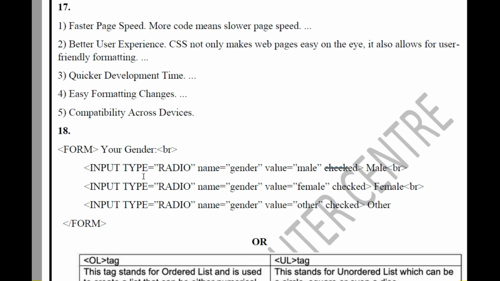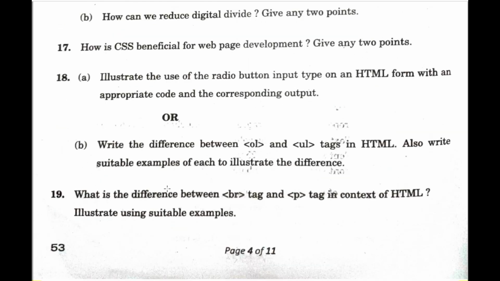Okay, so again we have written radio, name equals gender, value equals female, and then here female. Similarly, input type equals radio, name equals gender, value equals other, and here other. Okay, and then slash form. So this is the use of the radio button.